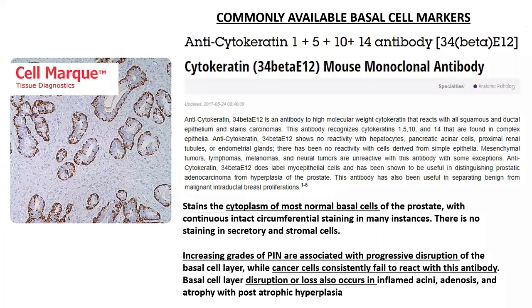Now, when it comes to the individual basal cell markers, in order to make things interesting, I shall only talk about the clones which are currently available in the market. Like I've already said, this is one of the antibody clones which is most often utilized in order to diagnose the presence or the absence of the basal cell layer. The 34 beta E12 clone is basically a combination of anti-cytokeratin, that is the high molecular weight keratins 1, 5, 10, and 14. So this is the most commonly utilized high molecular weight keratin marker, which is used to identify the presence of the basal cell layer. And the expression pattern is cytoplasmic.